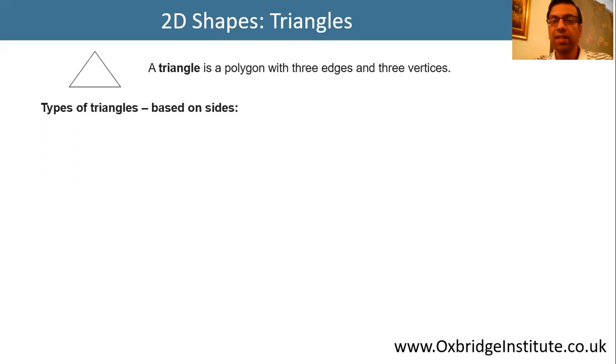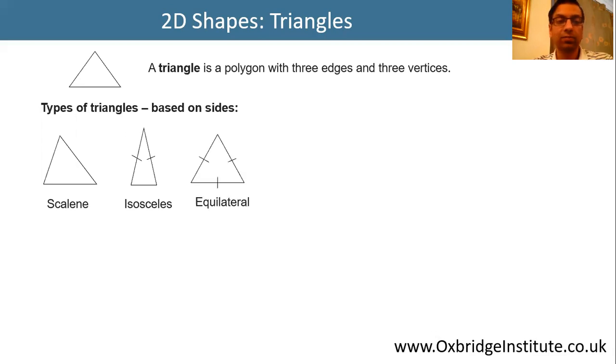We can categorize triangles based on sides. So a scalene triangle is a triangle where all the 3 sides are of different lengths. An isosceles triangle has 2 sides of similar length and 1 of different length. And the equilateral triangle has all 3 sides of the same length.